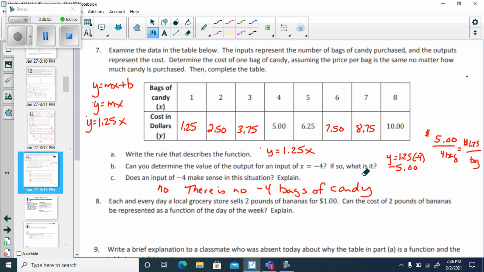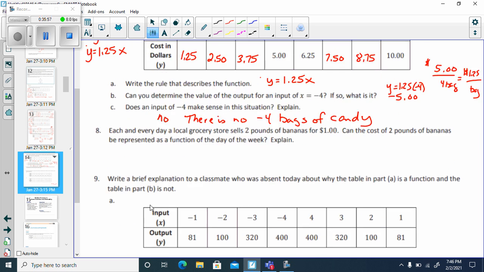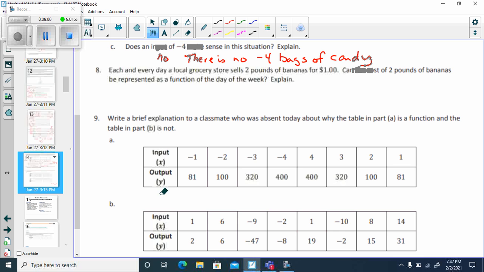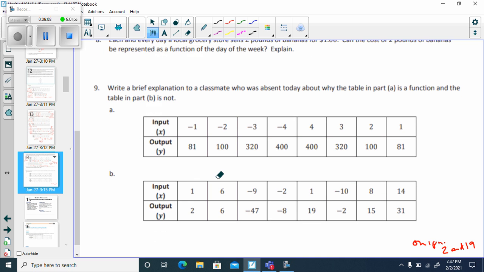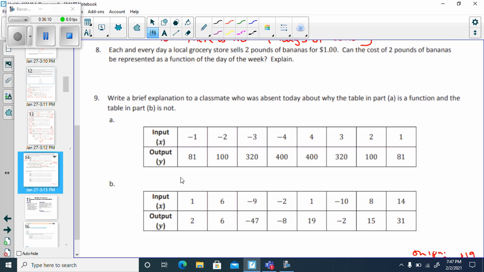Okay. Now let's skip 8 and let's look at 9. Write a brief explanation to a classmate who was absent today about why the table in part A is a function and the table of part B is not. Well, let's look and see. Look at our x's. There's no repetition, is there, right? This is a function. Why? Because each input has only one output.